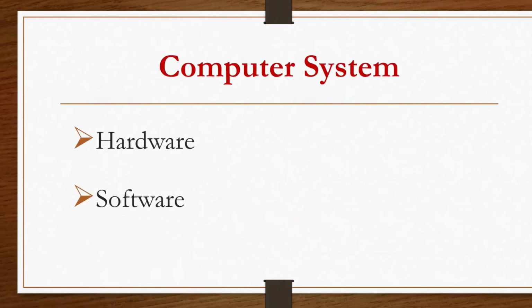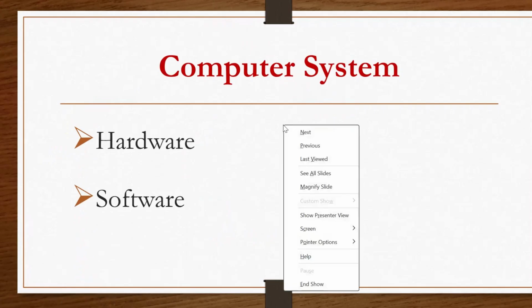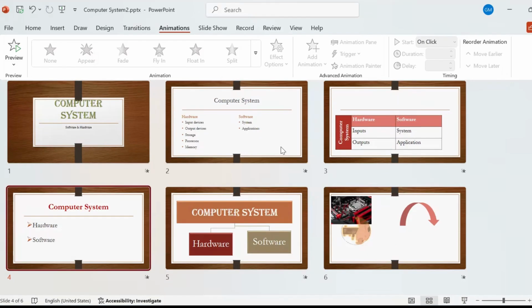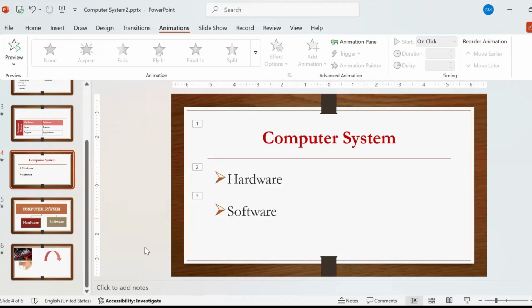When you finish or you need to stop the slideshow, just press escape from the keyboard or right click and end show. When I end the show, I return it back to the previous view. So now I will return to the normal view to see my slides and my outline.